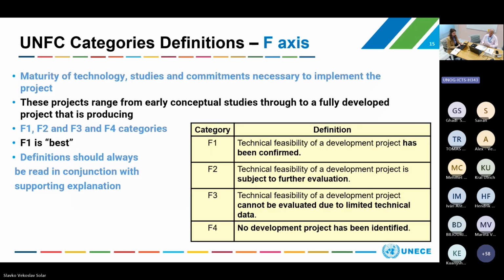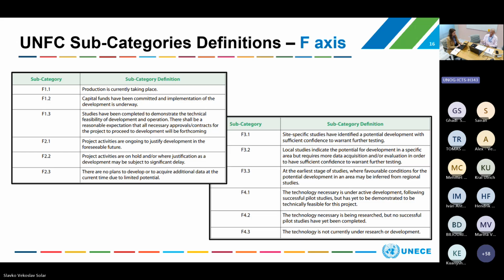So in short, we move to the F-axis and we are, let's say, playing the same game. When F1 has been confirmed, F2 is a subject of further evaluation, which means it's very close, and F3 cannot be evaluated due to the limited technical data. Here we also have F4, which means that we are not having sufficient information to even start the identification as such. So the F-axis would also have subcategories, and these subcategories would go from F1.1 in production to F4.3. It's not currently under research or development, so nothing is going on.